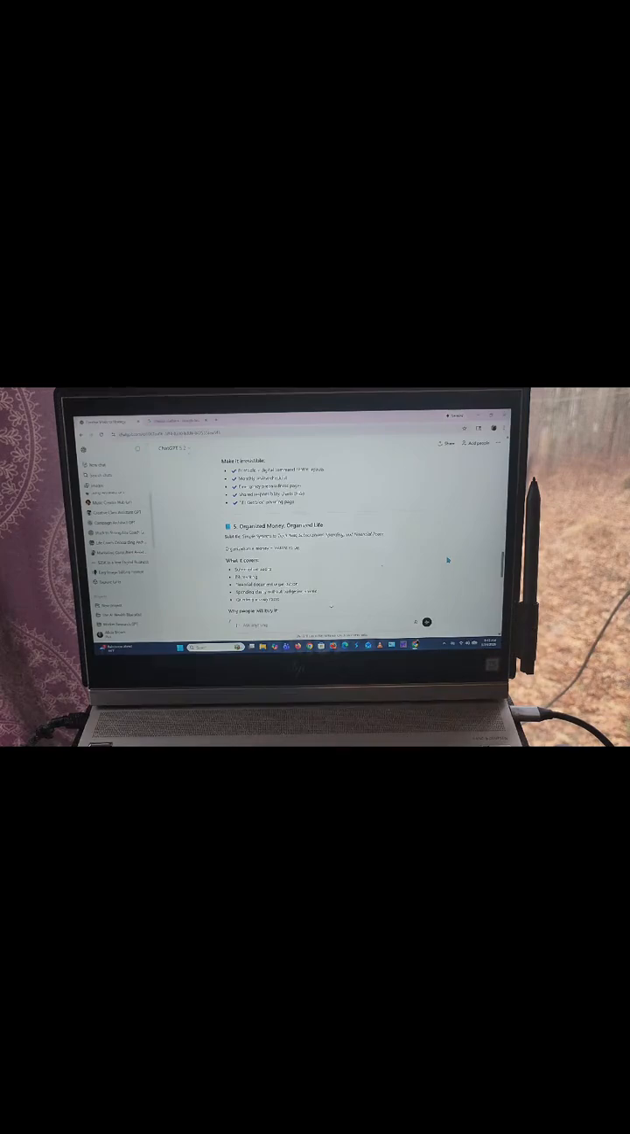And number 5 is Organized Money, Organized Life. Subtitle: a simple system to track bills, subscriptions, spending, and financial peace. Organization plus money equals instant value. What it covers: subscription audits, bill tracking, financial document organization, spending clarity without budgeting shame, and quarterly money. Now, these are all good.